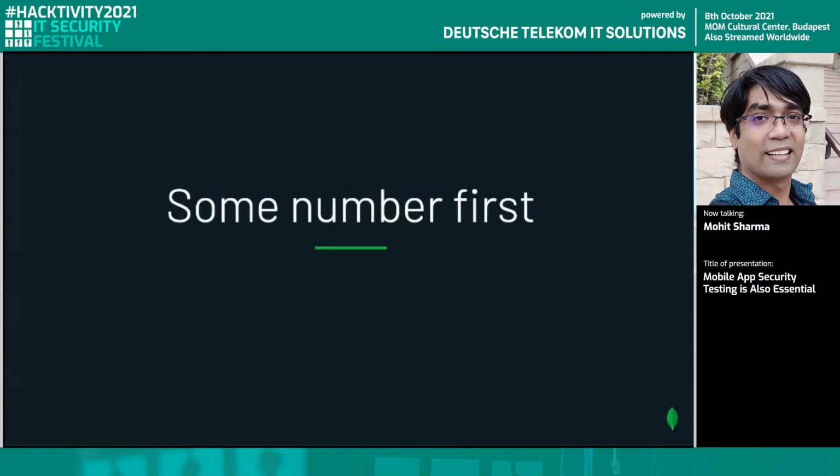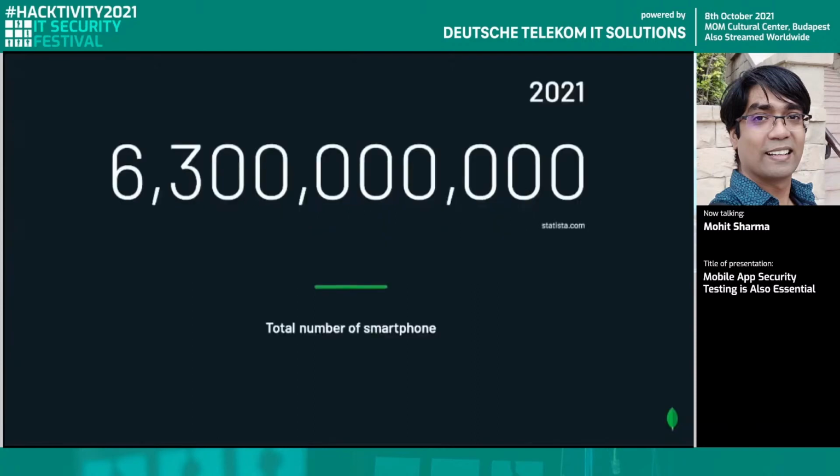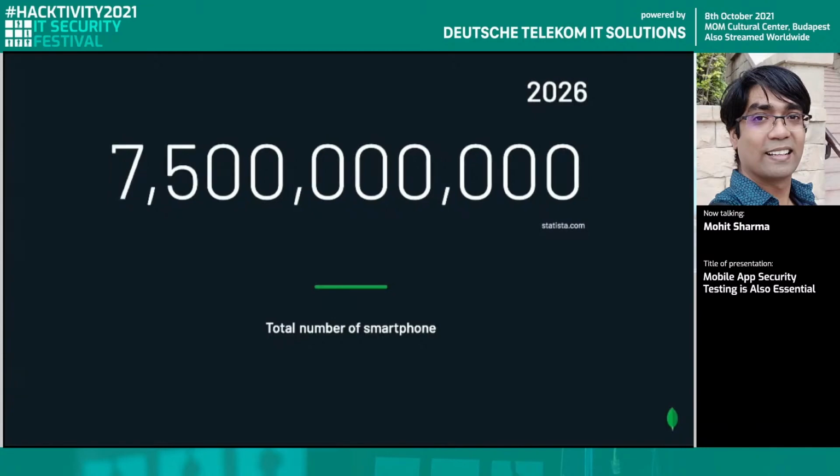Before we deep dive into the actual topic, let's look at some numbers to understand the mobile app market and its impact. According to Statista, the current number of smartphones in the world is somewhere around 6.3 billion, which is approximately 81% of the world population. This number is expected to increase to 7.5 billion by the end of 2026. That means every user will have at least one smartphone.